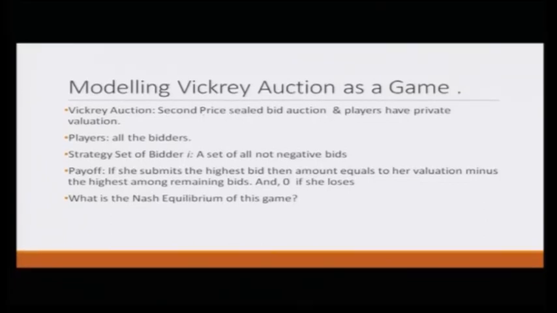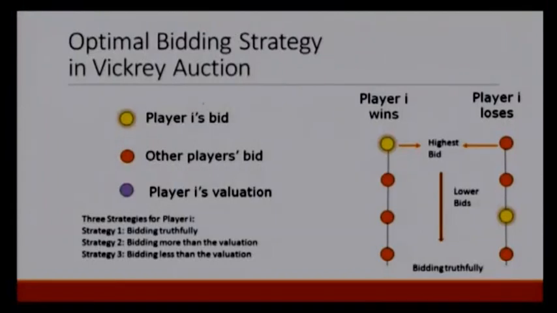some other techniques that you have learned, like dominant strategy equilibrium. Do we have any dominant strategy equilibrium in this game? How can we figure that out? If all the players have either a strictly dominant strategy or a weakly dominant strategy, then we can say we have a dominant strategy equilibrium in the game. So, let us pay attention to the optimal bidding strategy in this sort of auction.